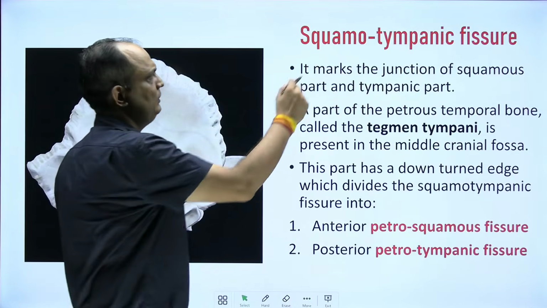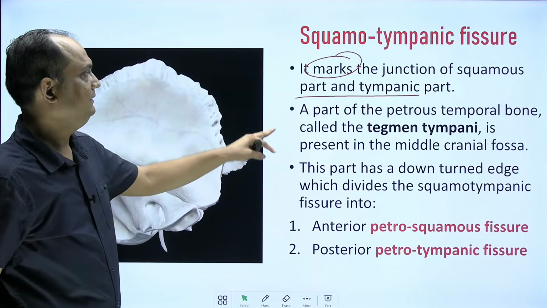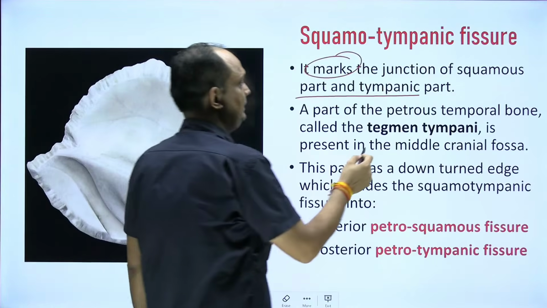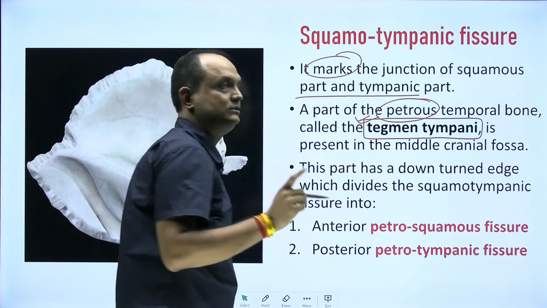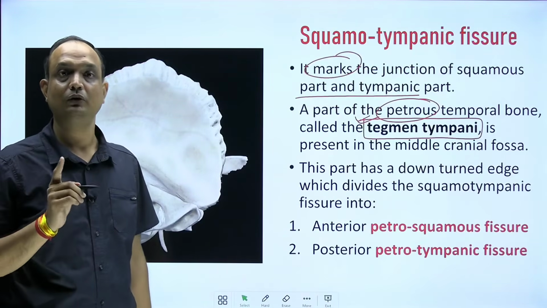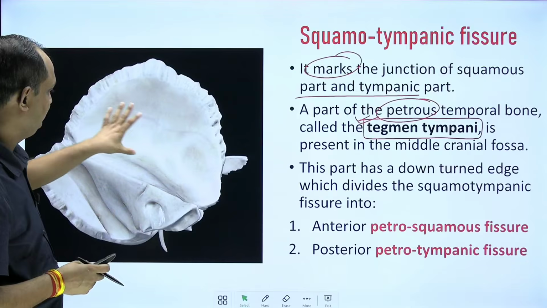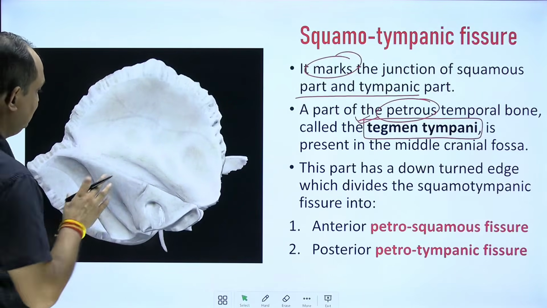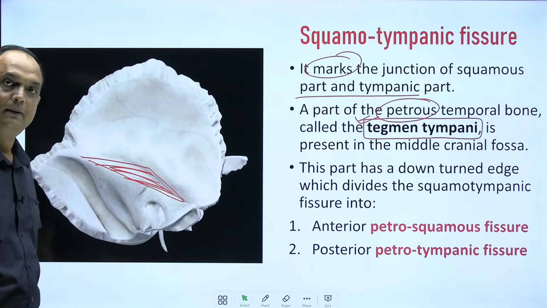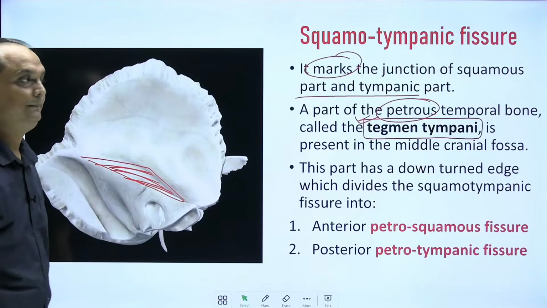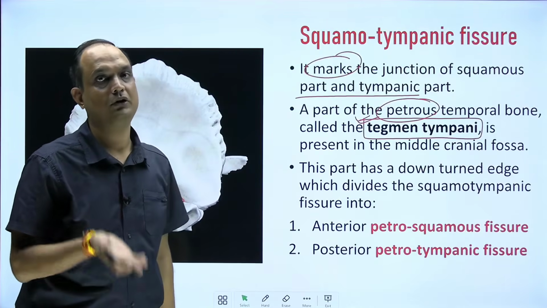So, the squamotympanic fissure marks the junction of the squamous and tympanic parts in the mandibular fossa, and I just told you that there is a petrous part of the temporal bone, which is known as tegmen tympani. Now, this tegmen tympani is not a feature of Norma basalis. If you want to see the tegmen tympani, you have to see the cranial cavity. This is the view inside the cranial cavity, and this part is known as tegmen tympani. Clear? This tegmen tympani is also part of the petrous part of the temporal bone, which is present in the middle cranial fossa. It is not visible through the Norma basalis.